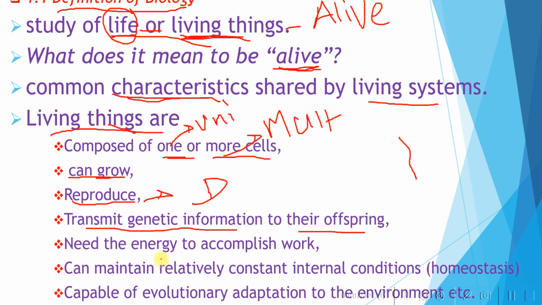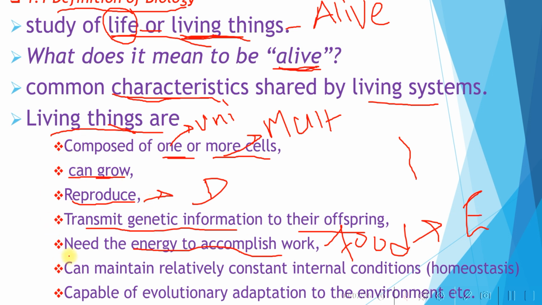And the other point, living things need what? Energy to accomplish their work. That means every living thing needs what? Food. Every living thing needs what? Food. From the food they can get what? They can get the energy which is essential to survive in life.